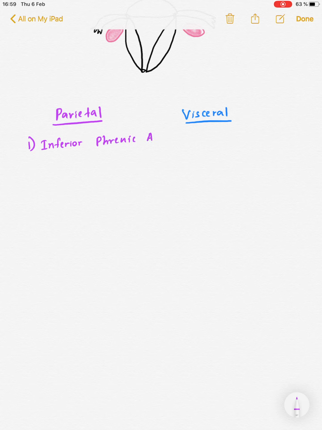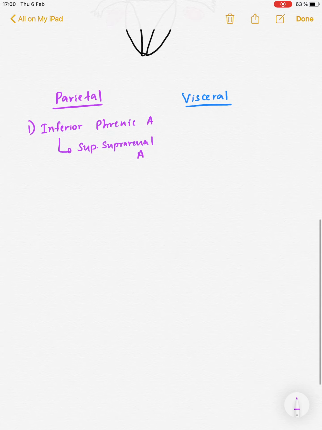Inferior phrenic artery. And then arising from the inferior phrenic artery, we will have the superior suprarenal artery. Actually, the blood supply to the suprarenal gland is very interesting. So, we will look at that later. And here we have the superior suprarenal artery arising from the inferior phrenic artery. And then we will have the lumbar arteries.